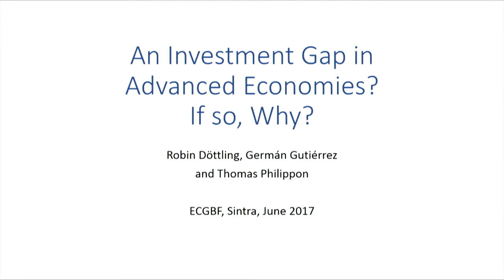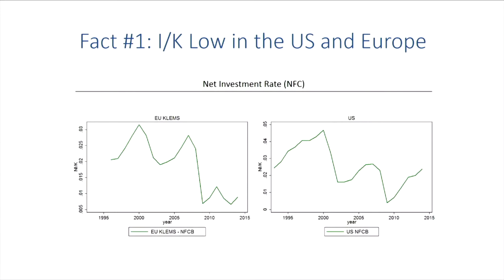So the focus of the paper is to understand investment dynamics in Europe and in the US. Here on this graph, you have net investment relative to the stock of capital for Europe on the left and US on the right. The series on the right for the US is part of a series of papers I've been writing on the US, trying to understand why we see this downward trend in investment in the US.